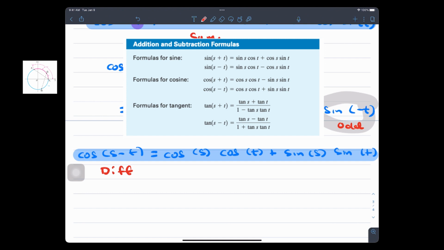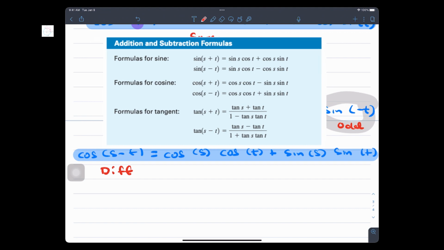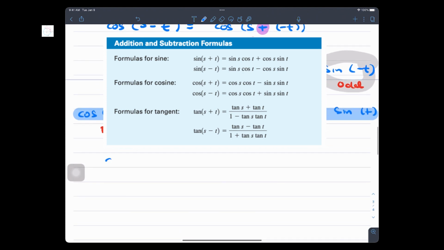Cosine of a difference: cosine S cosine T, and then that's going to be plus sine S sine T. There you guys go. So, all right. Now what I'm going to do here, ladies and gentlemen, is not prove the sine of S plus T. We're going to write it down. I don't even think your book does that, but okay.